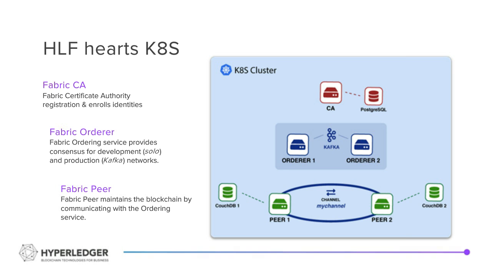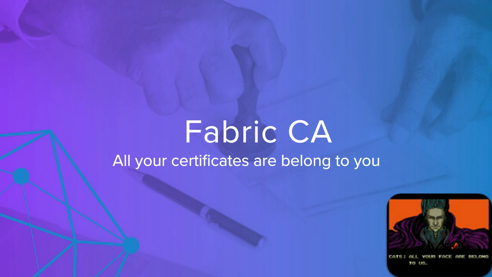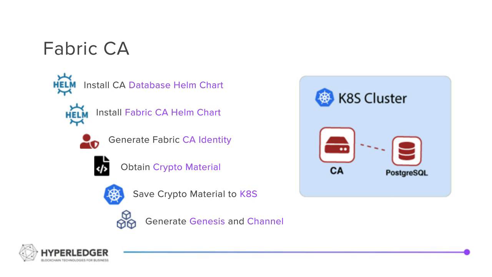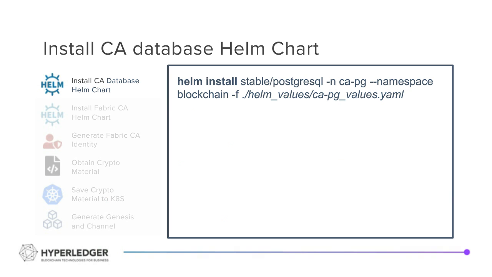So let's start with the certificate authority and get to certificates. Let's do it. This is probably the most involved process out of the whole deployment. And we will go over the process of registration and then enrollment on a basic level. The first thing you will need is the PostgreSQL server that will support the Fabric CA. Installing it is quite easy. You just need to make sure it has a database called Fabric CA, and this chart is in the main stable sub-repository.